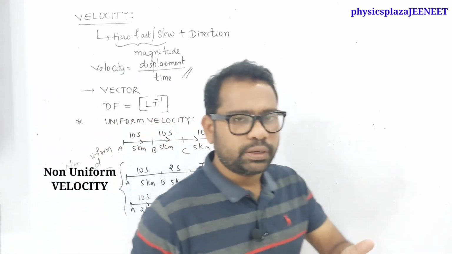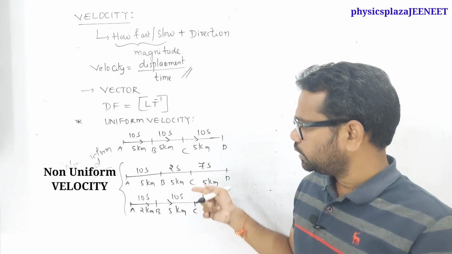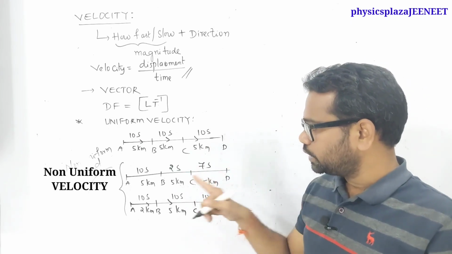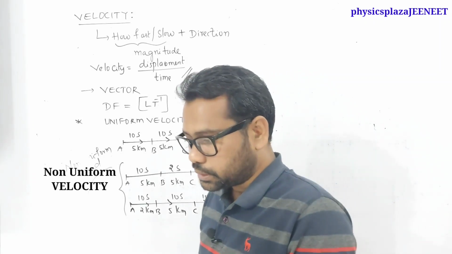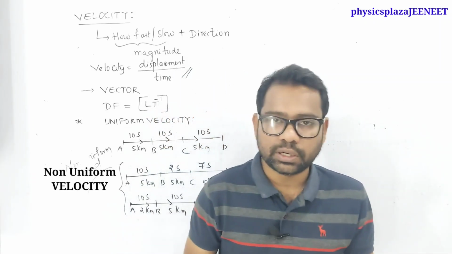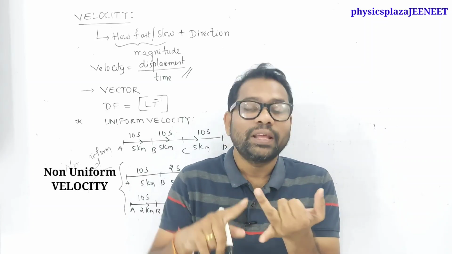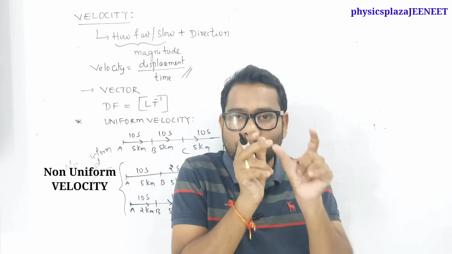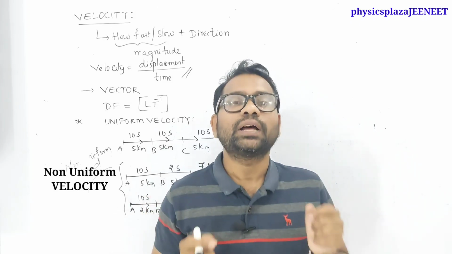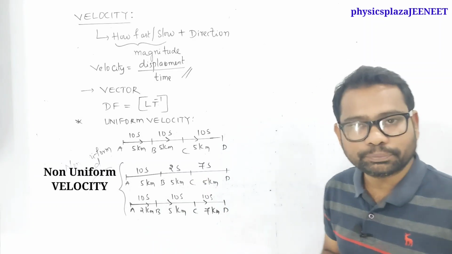Means either of one. Here you may get a doubt: "Sir, in these three cases, there is a change in magnitude, but there is no change in direction." Yes, children. When velocity is non-uniform or variable, either the magnitude is changing or the direction is changing. If the direction is changing and the magnitude is not, in that case also you can say that the body is moving with non-uniform velocity.